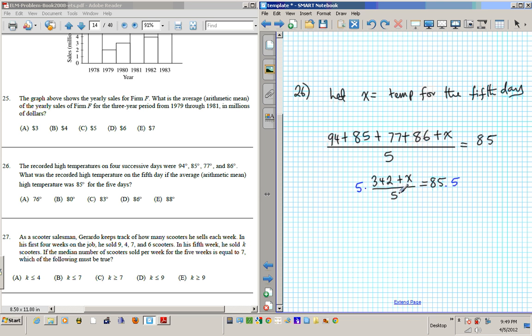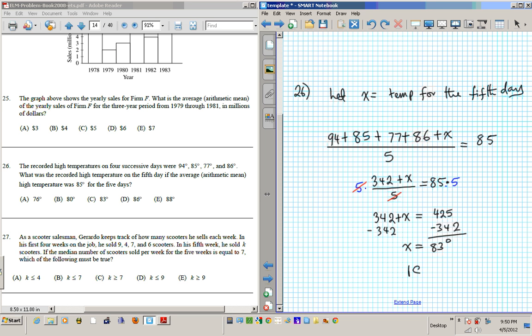These two cancel out. So you're going to have 342 plus x equals 425. Okay? You multiply 5 times 85, you get 425. Alright, so to get x by itself, subtract 342 from both sides. And then you get x equals 83 as your final temperature. So this is the 5th temperature. Okay, so the 5th temperature is 83 degrees.